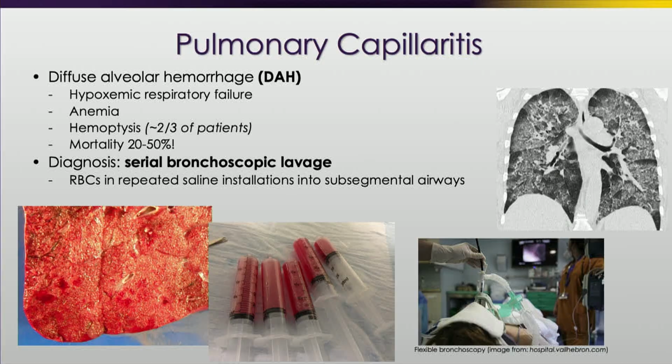We'll finish up with pulmonary capillaritis. Now, clinically, we think of this as diffuse alveolar hemorrhage syndrome with hypoxemic respiratory failure in advanced cases with anemia, hemoptysis only in about 2/3 of patients, and a mortality that can reach 50%. The diagnosis, the gold standard, is serial bronchoscopic lavage, where red blood cells are drawn back on repeated saline instillations into the subsegmental airways.